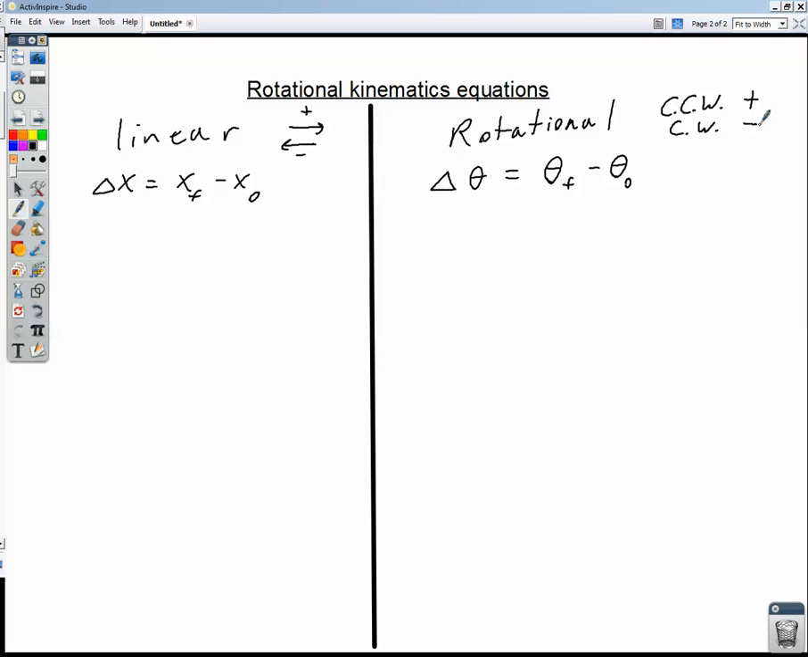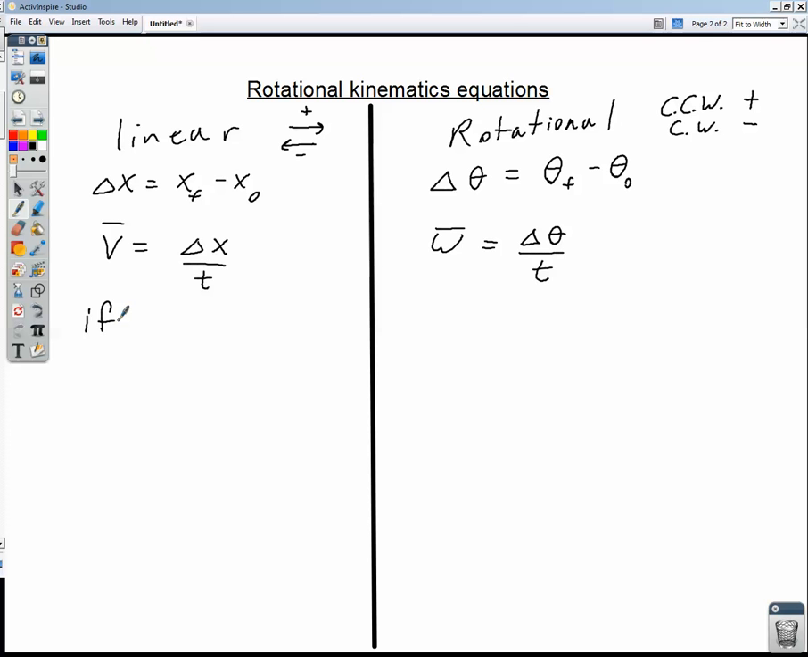Next equation that we had, average velocity over here. Average velocity was equal to the change in the displacement, or the change in position, the displacement divided by the time. Same thing over here. The average angular velocity is going to be the angular displacement divided by the time that it took.